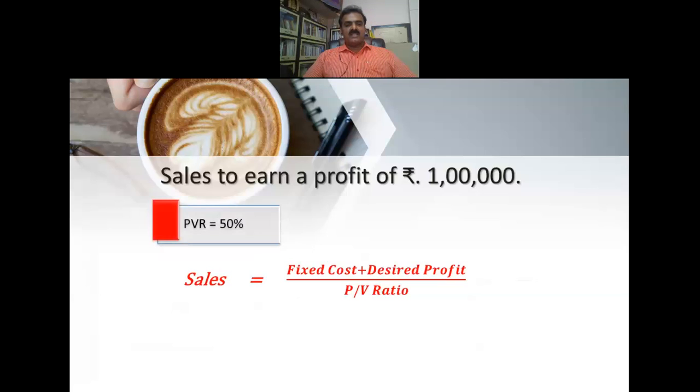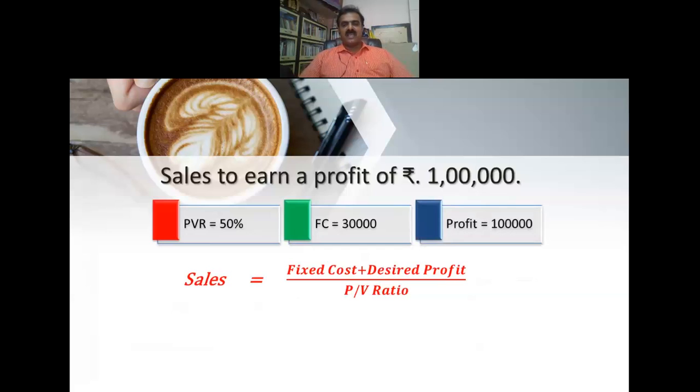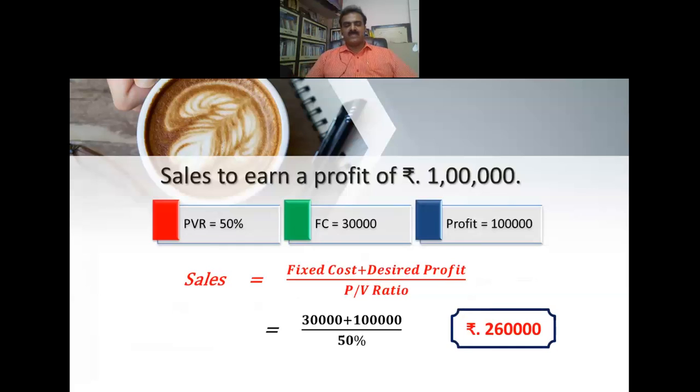You know that this PV ratio you have calculated is 50%. You know this fixed cost was 30,000 rupees, that remains unchanged, and the profit you want is 1 lakh. If profit is 1 lakh, what is the amount of sales to be made? Substitute these values: fixed cost is 30,000 plus desired profit is 1 lakh, divided by PV ratio of 50%. Therefore, 1,30,000 divided by 50%, you will get the sales volume as 2,60,000 rupees. This is the total amount of sales you are going to get when you want a profit of 1 lakh.